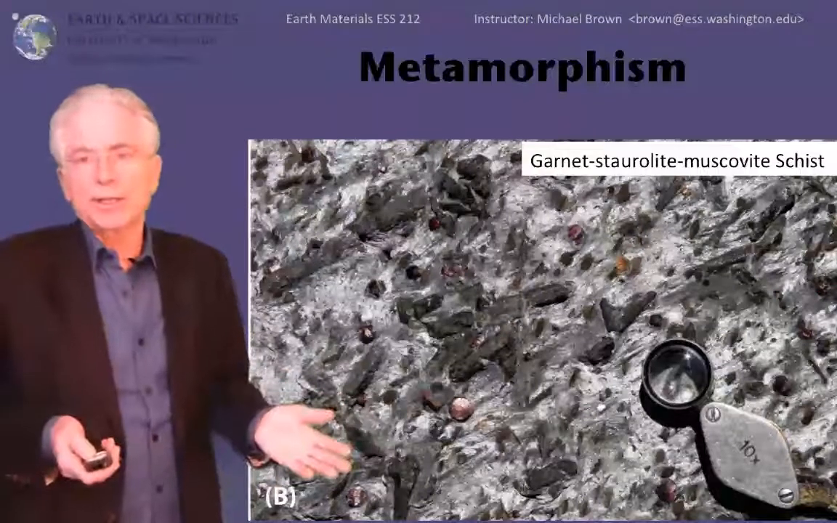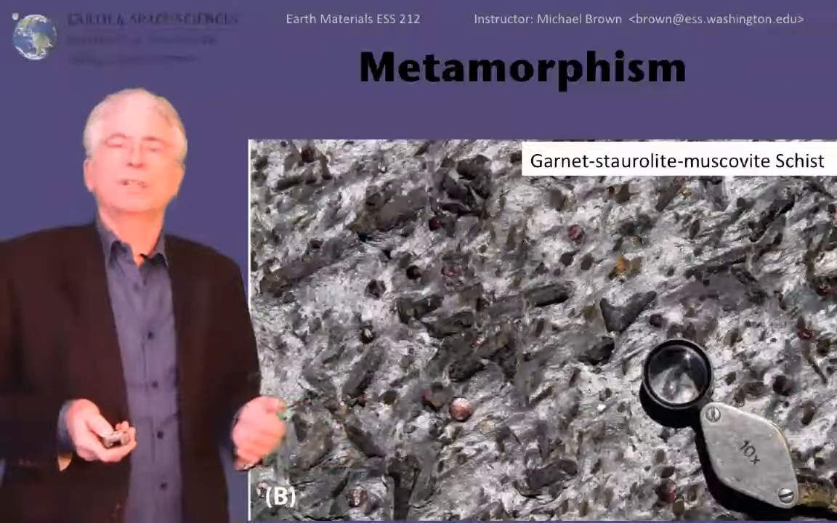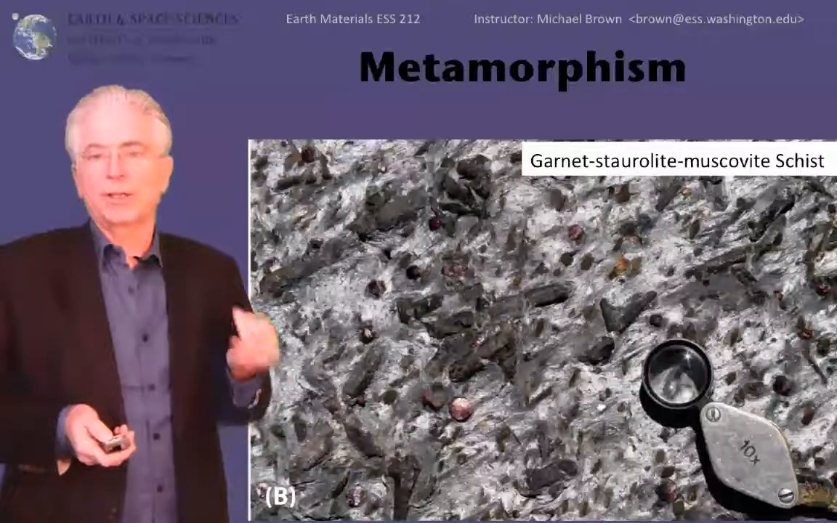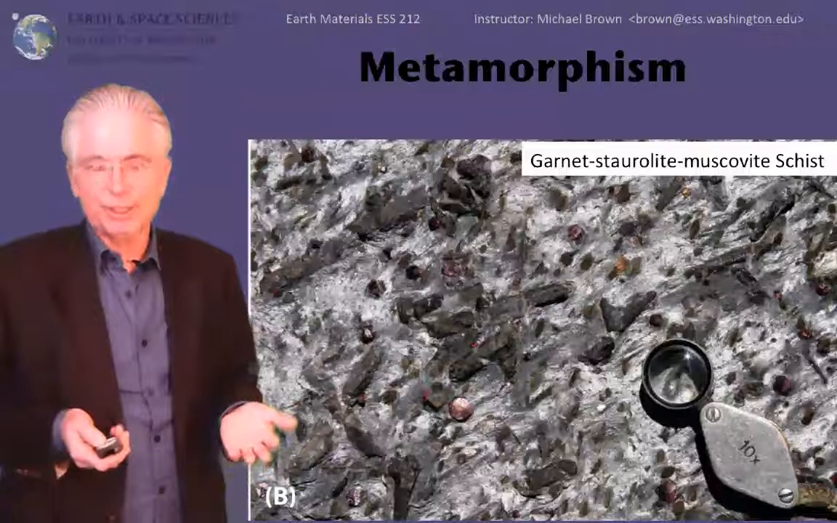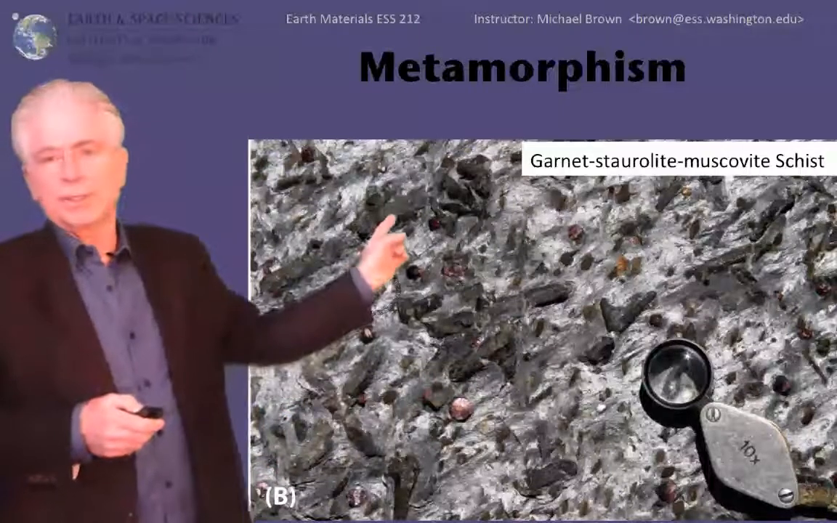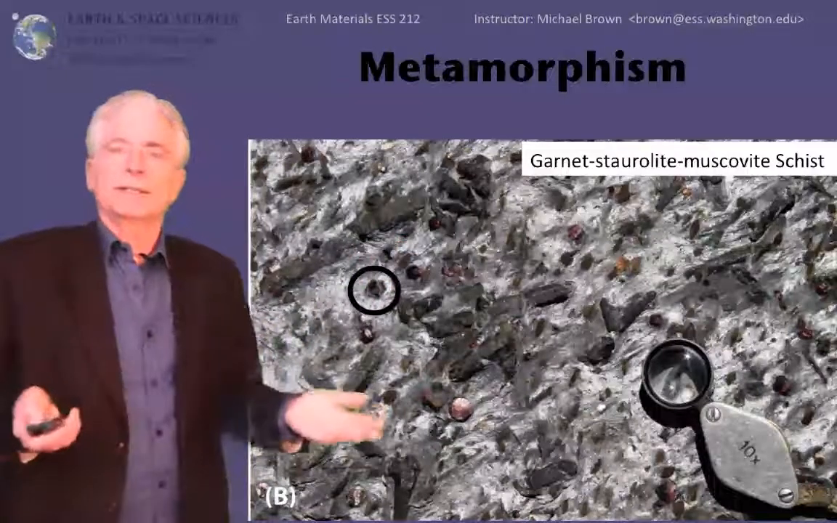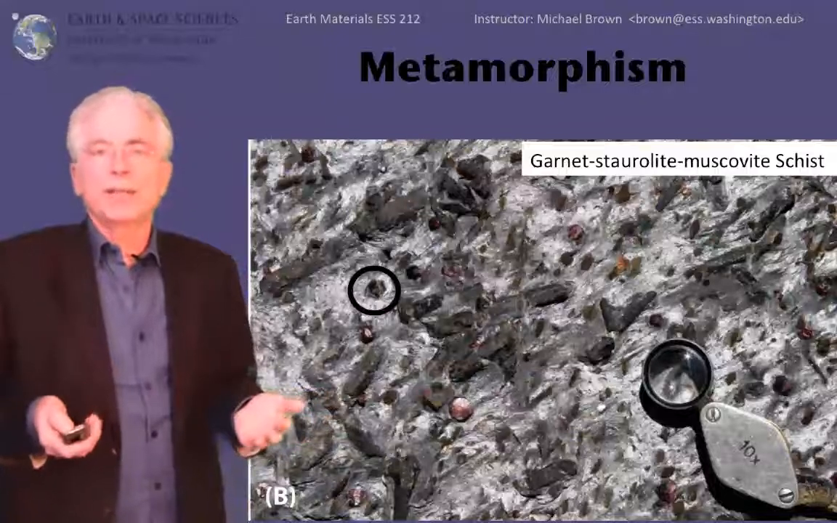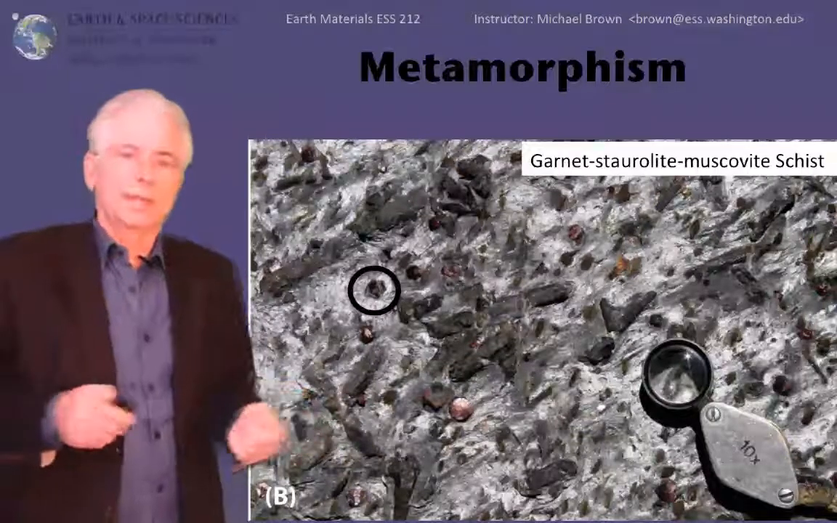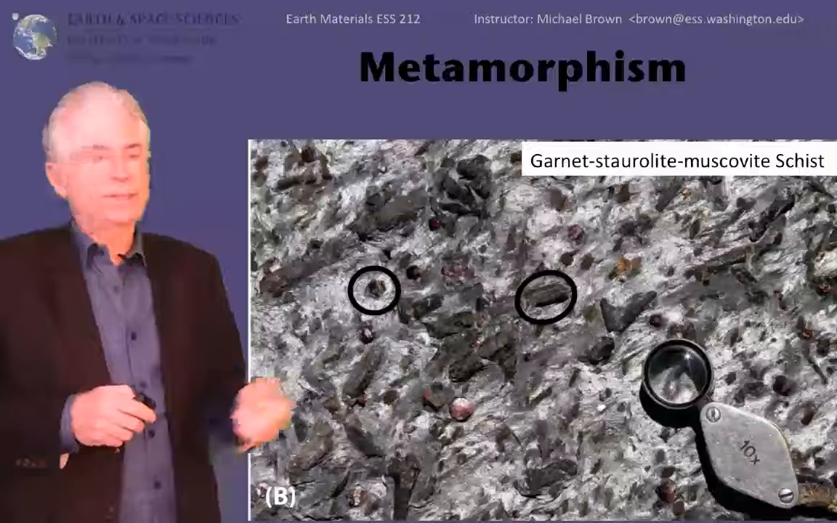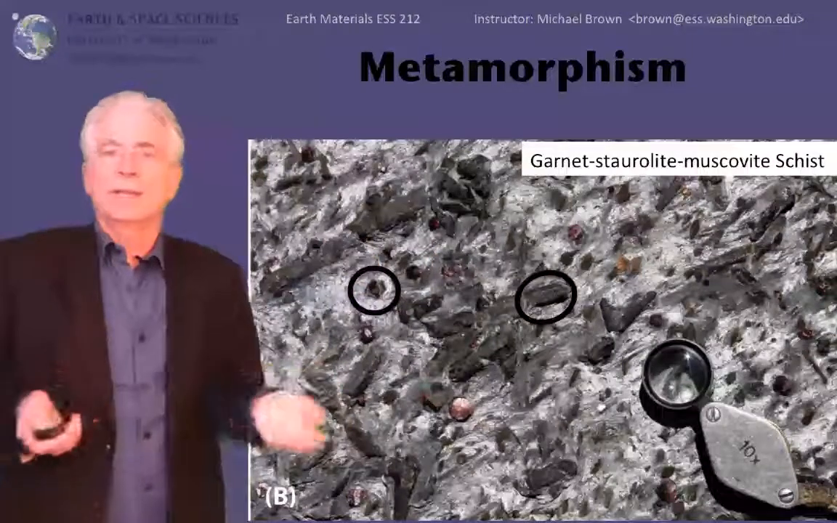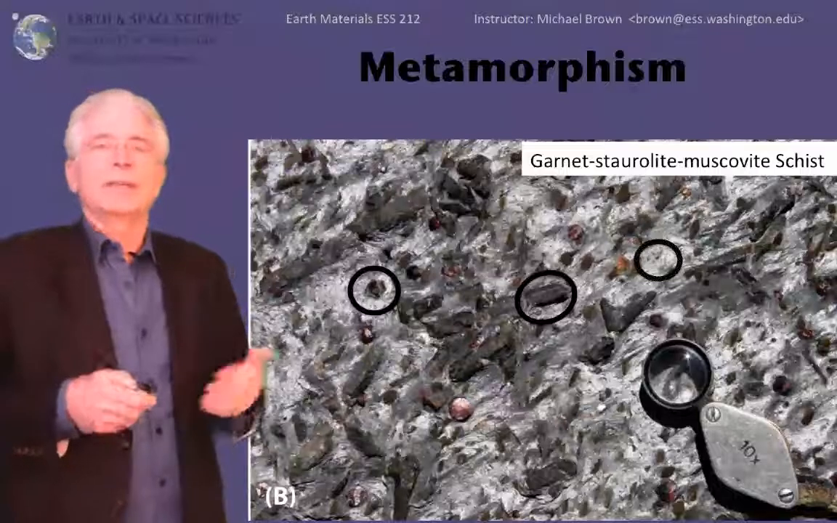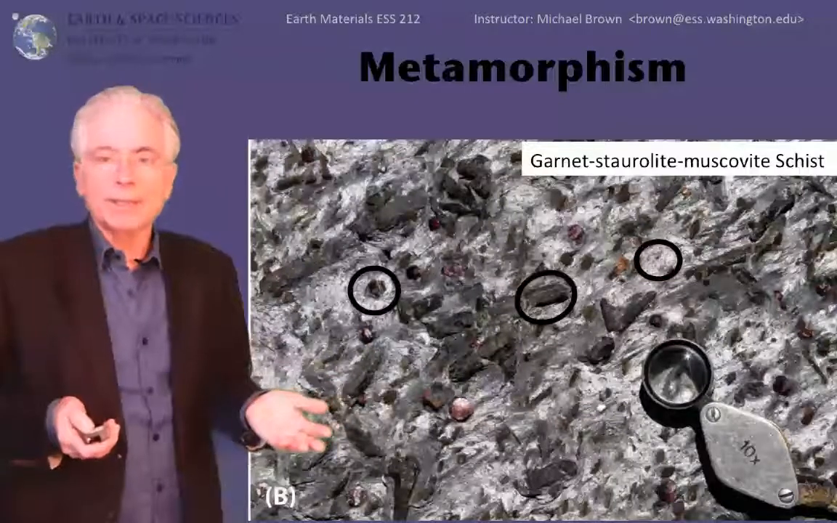This is a garnet, staurolite, muscovite schist. So three minerals, garnet, staurolite, muscovite, and a metamorphic texture of a schist. Where's the garnets? Well, you can see I've circled one here. It's the equant isometric form, slightly reddish color. The staurolite, well, you recognize those, the prismatic reddish-brown crystals. And finally, the muscovite, a groundmass of fine-grained mica crystals.